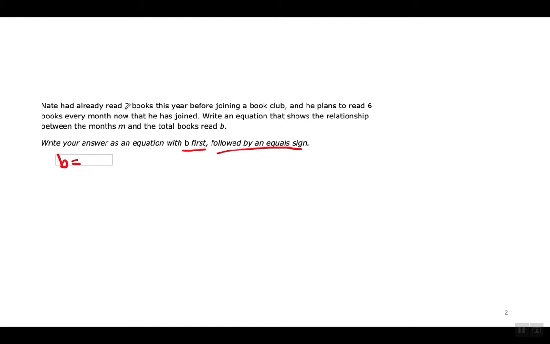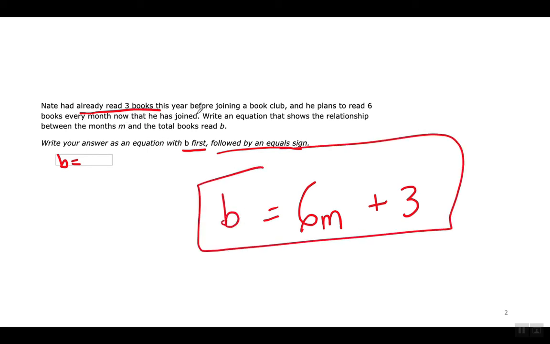Okay, for this one, let me explain it. After we see 2 or 3, you should notice the pattern because they all follow the same pattern. It says that Nate has already read 3 books. That's his starting point. That's his y-intercept. And then he plans to read 6 books every month. 6 books every month. And that's my answer. They want you to use the letter M to represent months.